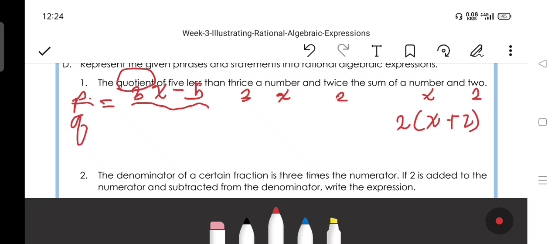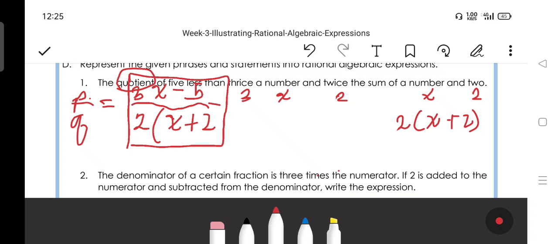And the next is twice the sum of a number and 2. That will be our denominator. So we have 2 times the quantity x plus 2. So this is the rational expression, to be exact, representing the verbal phrase: the quotient of 5 less than thrice a number and twice the sum of a number and 2.